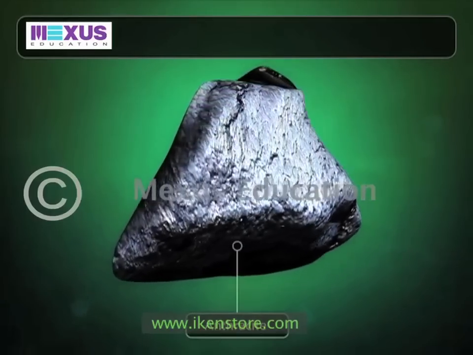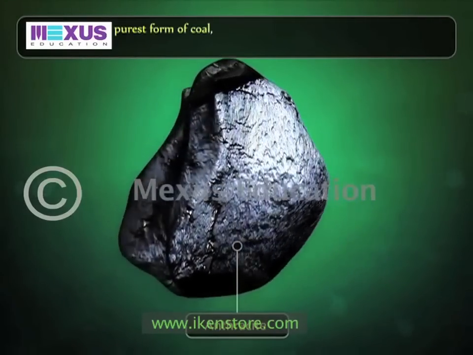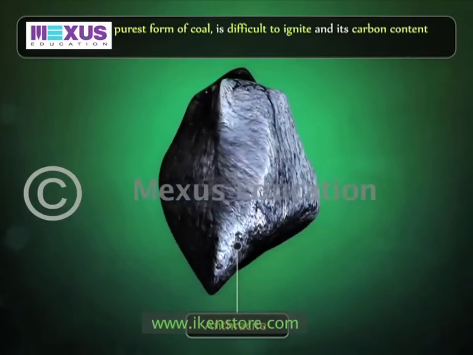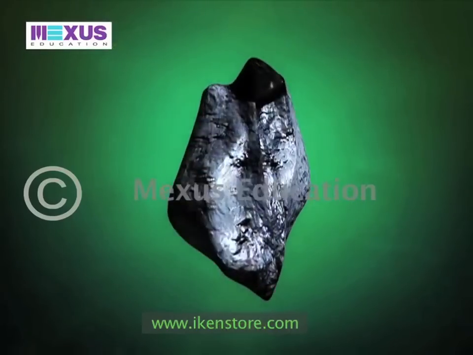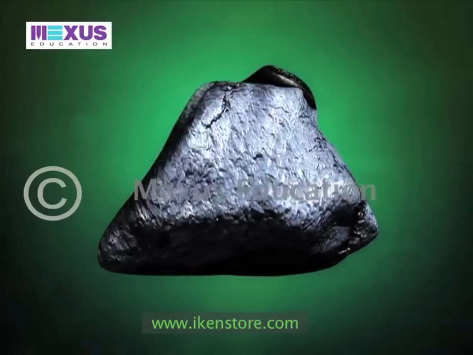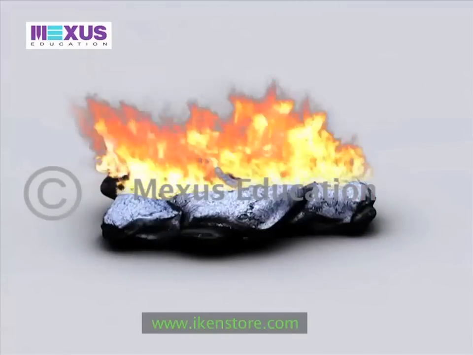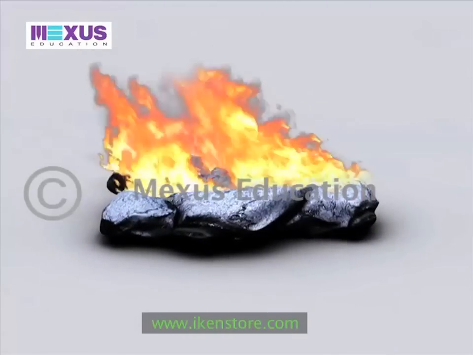Anthracite is the oldest stage and also the purest form of coal. Its carbon content varies from 92% to 98%. It is hard, dense, black, and difficult to ignite. However, when ignited, it gives off tremendous heat and burns for a long time.